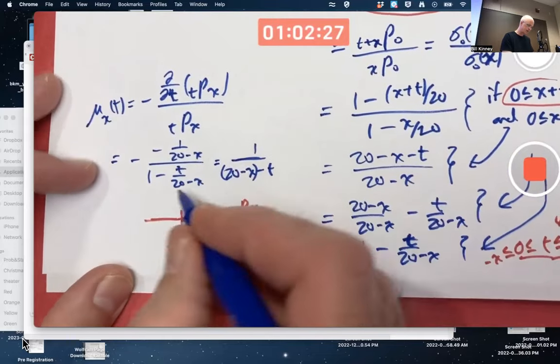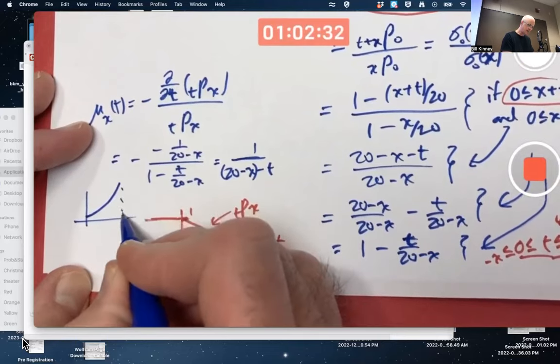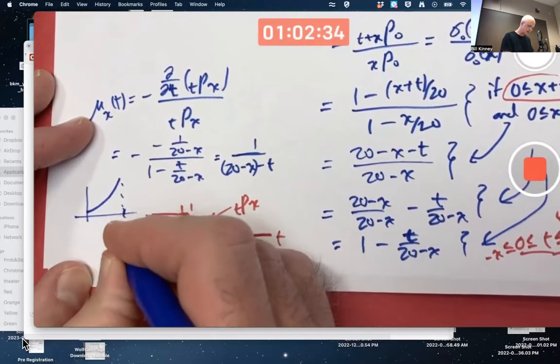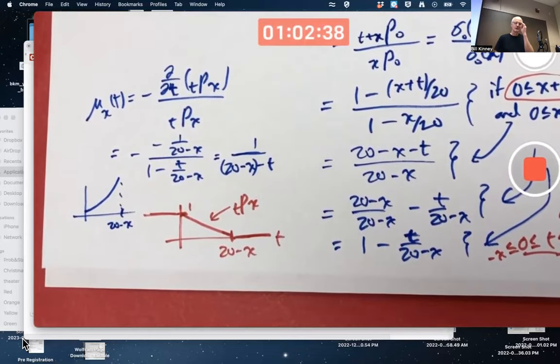And that has a graph that looks similar to what it looked like before, but now the vertical asymptote is at 20 minus x. All this can be done without thinking about money.